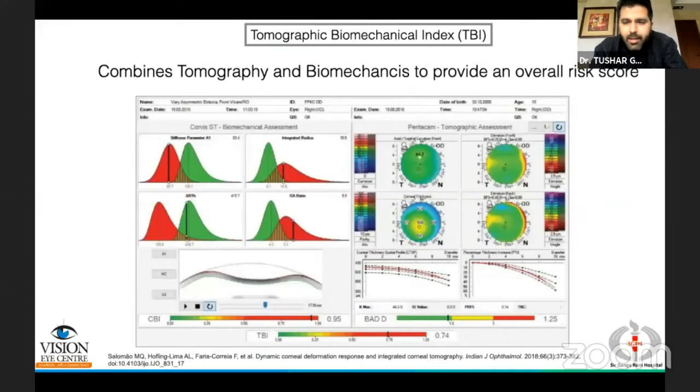So this is a typical map of the tomographic biomechanical index where you see the Pentacam pretty much looks okay. The BAD-D is fine. But when you look at the biomechanics and take that into account, the tomographic biomechanical index, which you see right at the bottom, is quite high. So this case, even though the tomography is normal, you should classify this case as a subclinical keratoconus and really not intervene surgically if this patient wants refractive surgery.